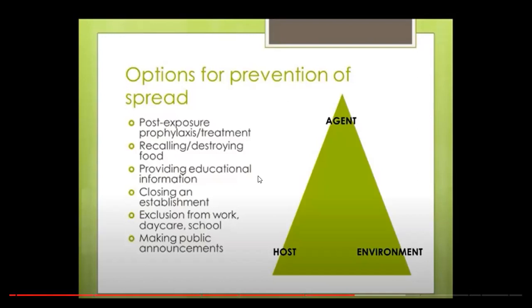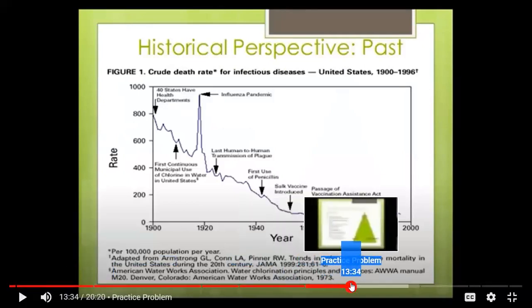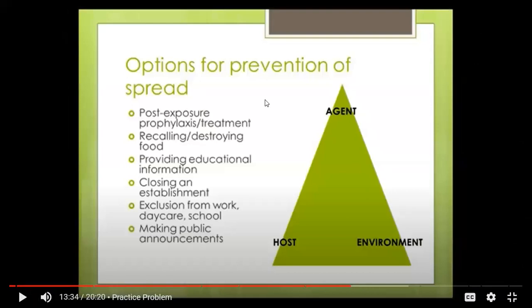Okay, so let's look at a historical model, right? Options for prevention of spread. How can we prevent it? Post-exposure prophylaxis and treatment, recalling and destroying the food.